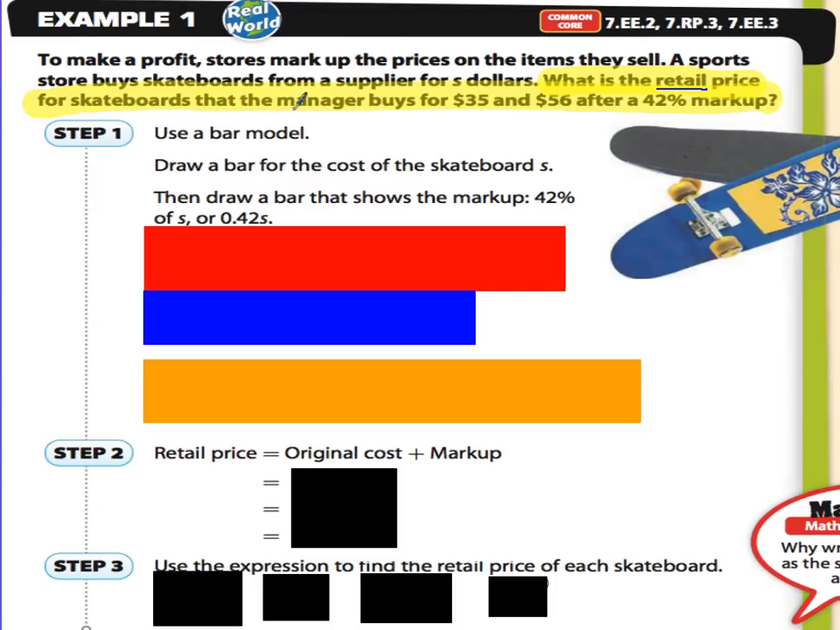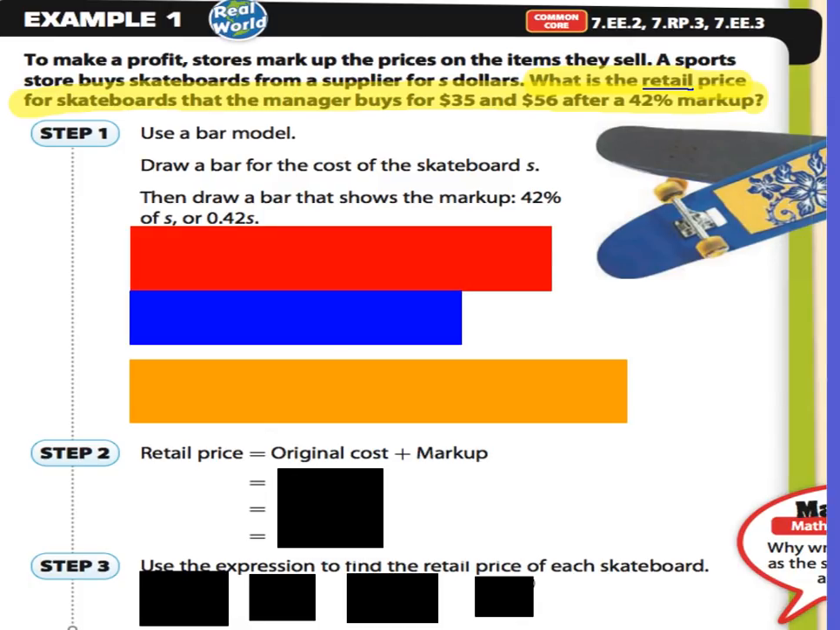So the manager, the person who is running the store, they buy the skateboard for $35. So they're not going to turn around and sell it for $35 because then they don't make any money, and then they can't pay their employees, and then people are not going to be very happy. So it's important to note that they bought the skateboard for $35 and for $56. And it's important to note that it's a 42% markup now. In this case, markup isn't just an important word, it's our to-do word, because it's telling us that we're going to be adding whatever that piece is, whatever that number is.